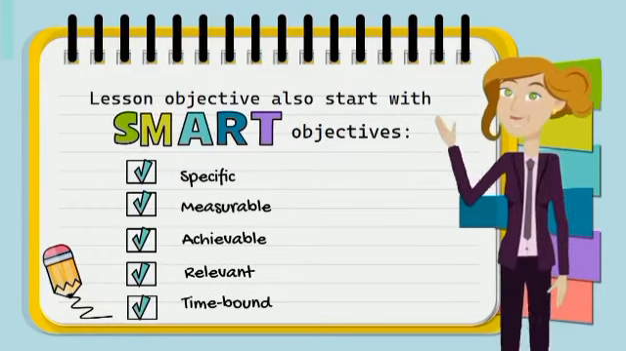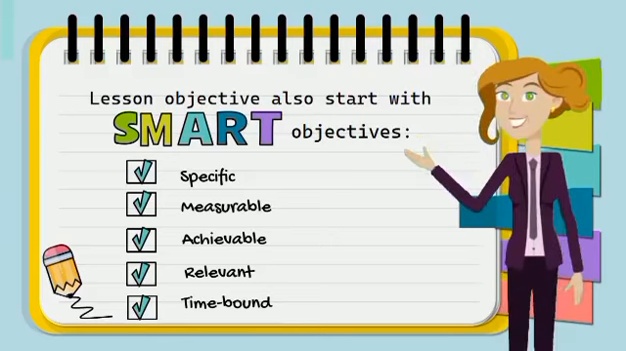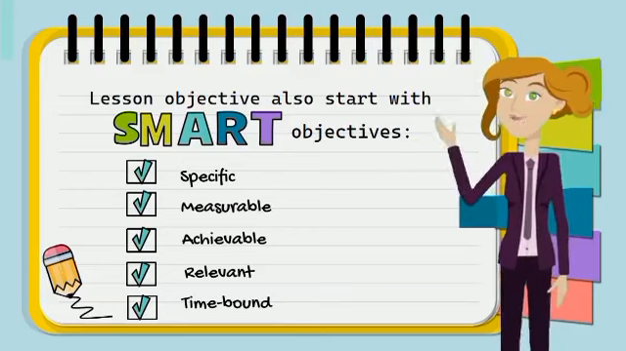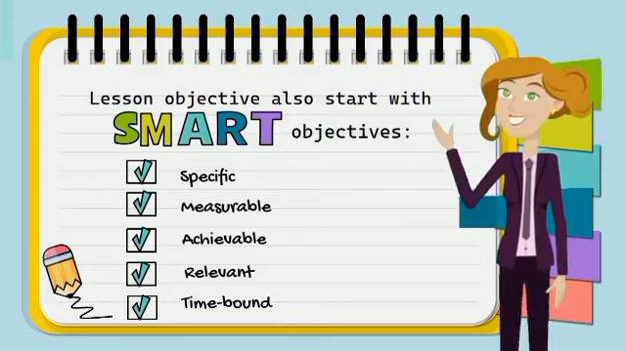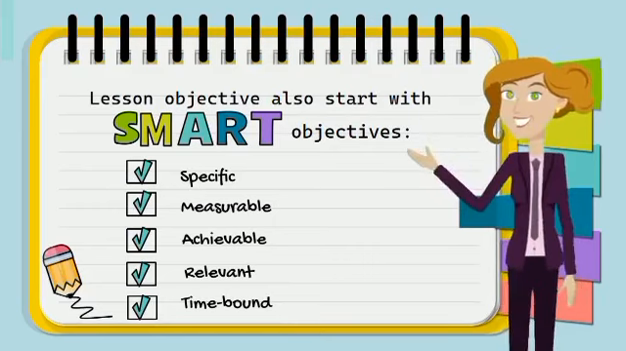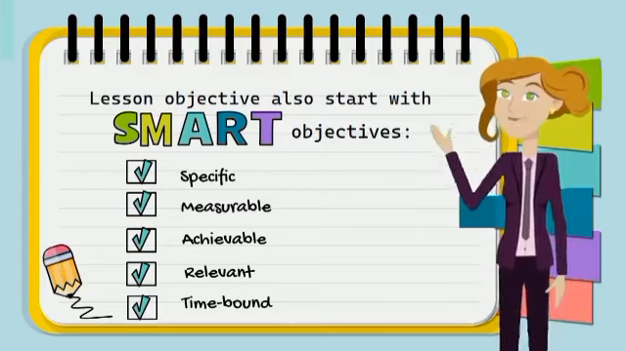Effective lesson planning also begins with SMART objectives. Lesson objectives should be specific, measurable, achievable, relevant, and time-bound. First, it should be specific. It answers the question, what is to be done, how will you know it is done, and describes the result of the work to be done.